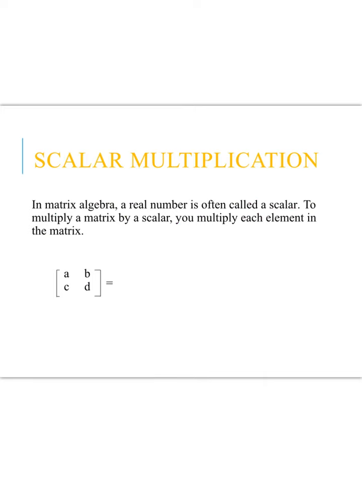Okay, matrix multiplication is the next operation we're going to look at. And a scalar is just a fancy word for a real number. It's often integers, sometimes it's fractions, but basically we use scalars to multiply a matrix by a number. So if I had this matrix and I wanted to multiply it by 5, the way we do scalar multiplication is we need to multiply every element in the matrix by the scalar. So I would have 5 times A, 5 times B, 5C, and 5D, for example.